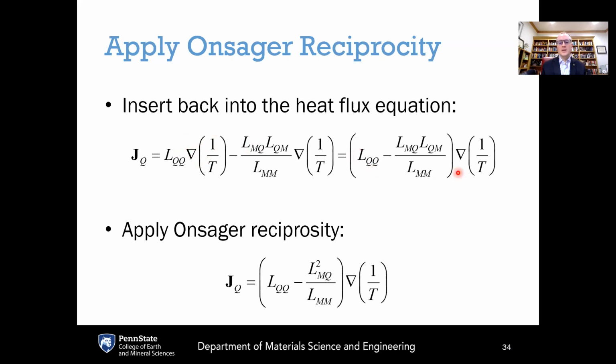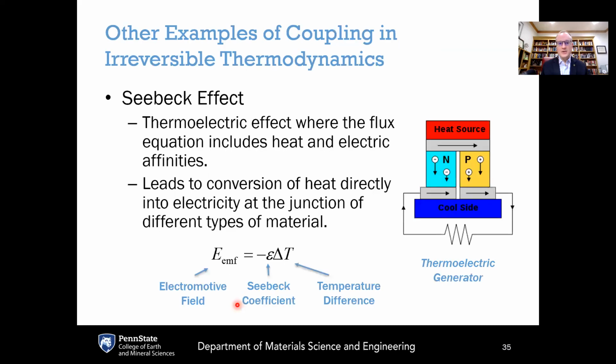The two prefactors here can be combined. So you've got LQQ minus LMQ times LQM over LMM, and then just this gradient here in the reciprocal temperature. If we apply Onsager reciprocity, that means the LMQ is equal to the LQM. So you can take either one of them and square it, and then you've got one less parameter that you have to deal with. And so this tells you what the flux of heat would be, assuming that you've achieved steady state with respect to the mass flux. This is just an example of things that can be done using these equations.